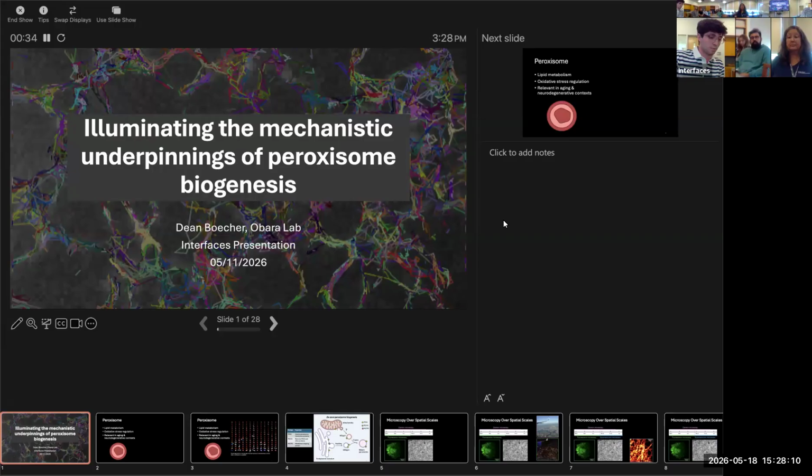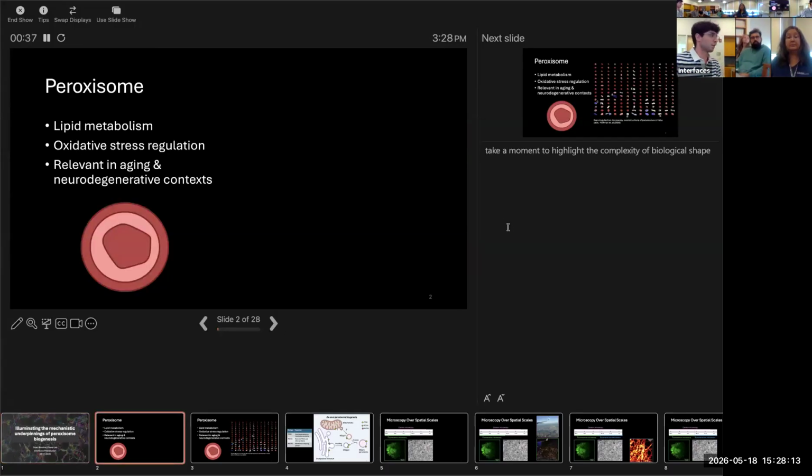And so just to make sure that we're all on the same page, peroxisomes are these organelles that are found ubiquitously throughout all eukaryotes. And so their primary functions within our cells are in lipid metabolism, so making different lipid precursors that will then go to the mitochondria. And then it's also in charge of lots of this oxidative stress regulation, particularly in the context of preserving mitochondrial health in our cells. And so, interestingly, as these organelles are becoming a little bit more studied, we're seeing how they are more relevant in aging and neurodegenerative contexts.